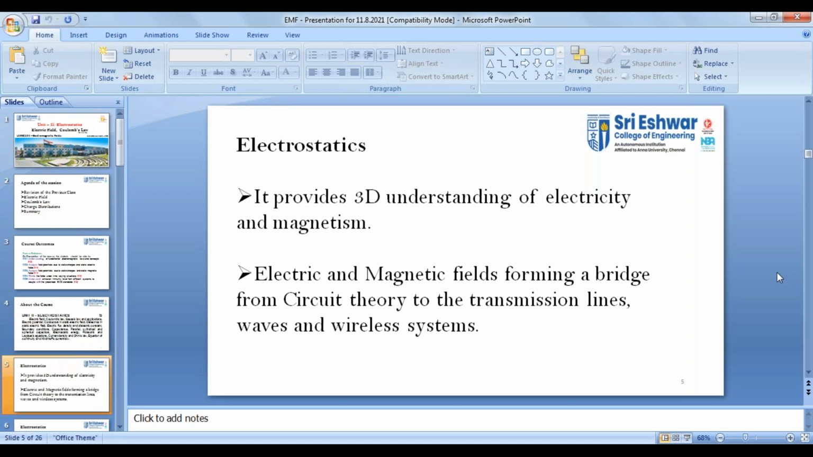TLRF is nothing but transmission lines or transmission waveguides, or transmission lines on the RF, radio frequency. For future semester papers, it will be helpful, to understand how electromagnetic radiation or a wave is going to travel. That is what that particular paper covers. So it is nothing but a 3D understanding of electricity. That is what I am going to call electrostatics.